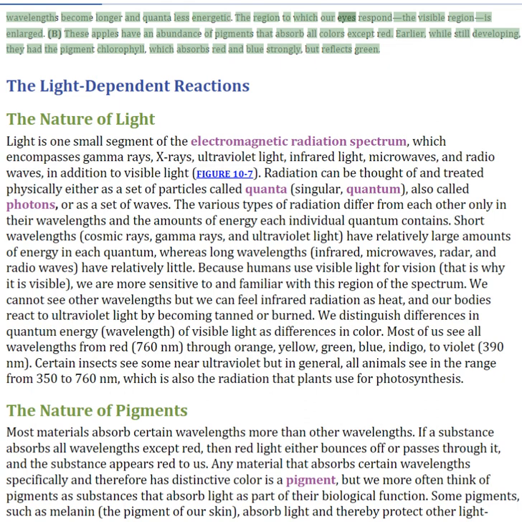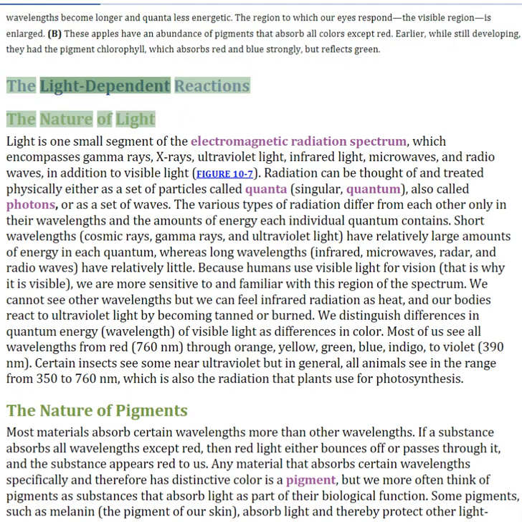The region to which our eyes respond, the visible region, is enlarged. These apples have an abundance of pigments that absorb all colors except red. Earlier, while still developing, they had the pigment chlorophyll, which absorbs red and blue strongly, but reflects green. The light-dependent reactions. The nature of light.